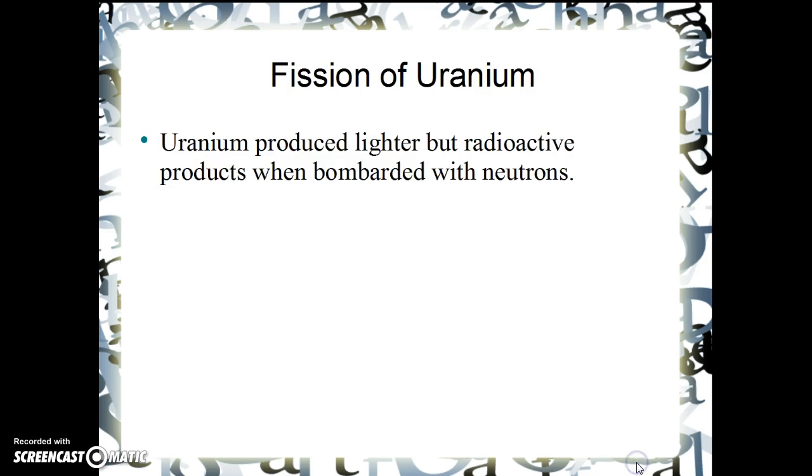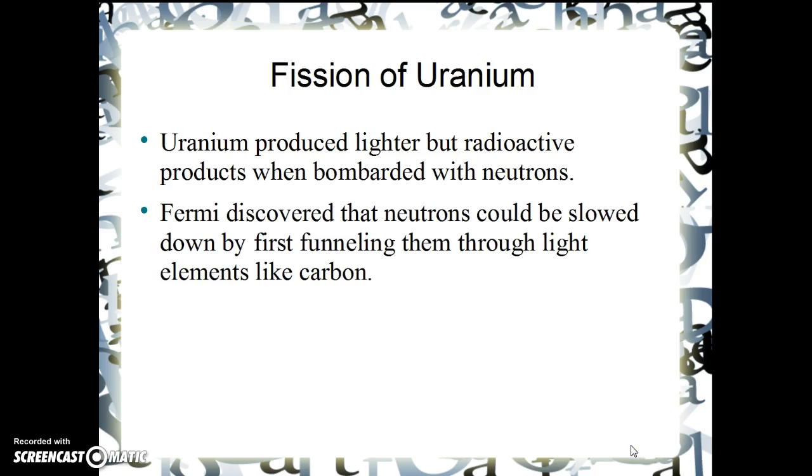Uranium is one of them. It produced lighter but radioactive products when bombarded with neutrons. Fermi discovered that neutrons could be slowed down by first funneling them through light elements like carbon, kind of like a filter. And so he used graphite to slow down the neutrons.